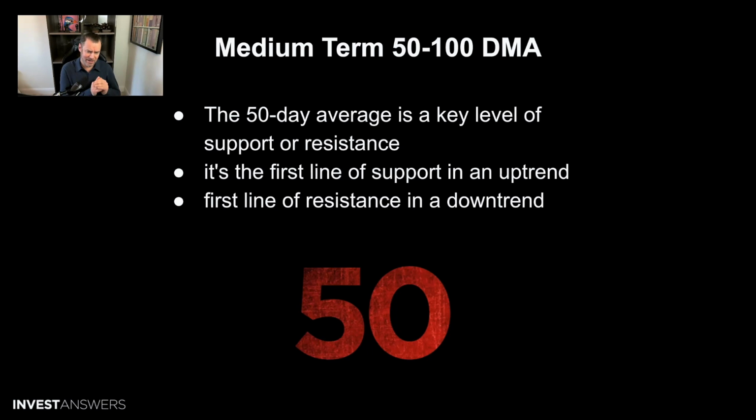Now, the 50-day average is a key level of support or resistance. Remember, and we'll dig into that in great depth as well. It's the first line of support in an uptrend, and it's the first line of resistance in a downtrend. And that's why it's so important.